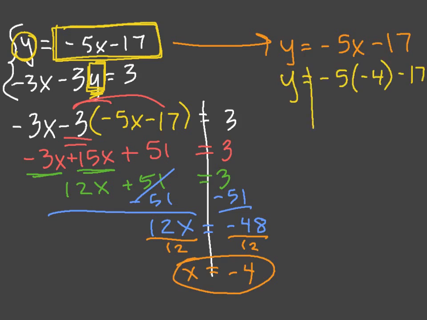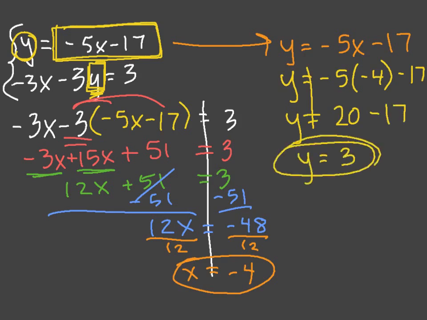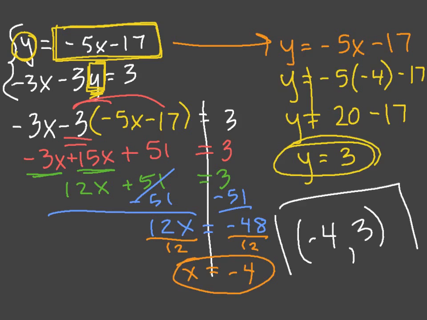Now I can just calculate what y is going to equal. Negative 5 times negative 4 is going to be 20, minus 17. So y is going to equal 3. And lastly, we want to make sure that our solution is written as an ordered pair. X's always come first, so I'm going to put negative 4 and then 3. My final answer to this system is negative 4, 3.